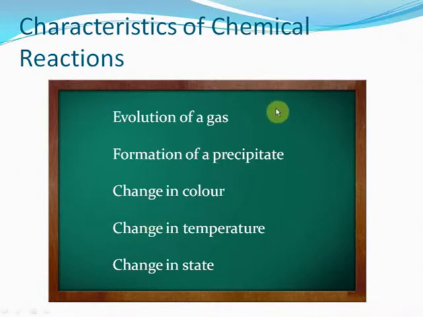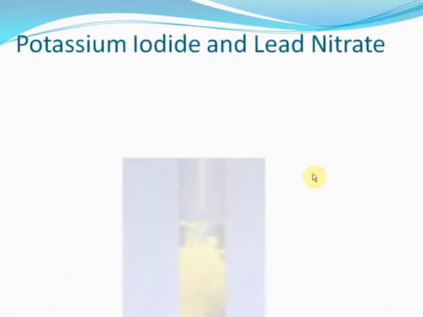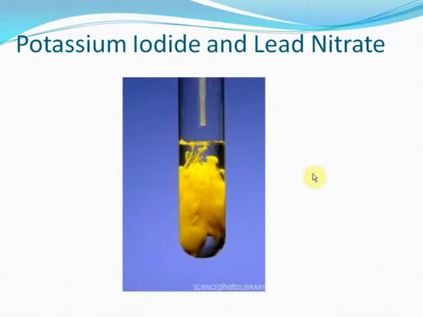We just saw, for example, that when zinc reacts with sulfuric acid, hydrogen gas is evolved, so that's a chemical reaction. Similarly, formation of a precipitate tells us that a chemical reaction is occurring. A precipitate is a solid which comes out of the solution as the reaction occurs. So if you have a solution and a chemical reaction is occurring, suddenly you might see some colored precipitate coming out of the solution, or you might even see some white granules coming out of the solution, and that indicates a chemical reaction. For instance, when you make potassium iodide and lead nitrate react, yellow precipitates of lead iodide are formed.